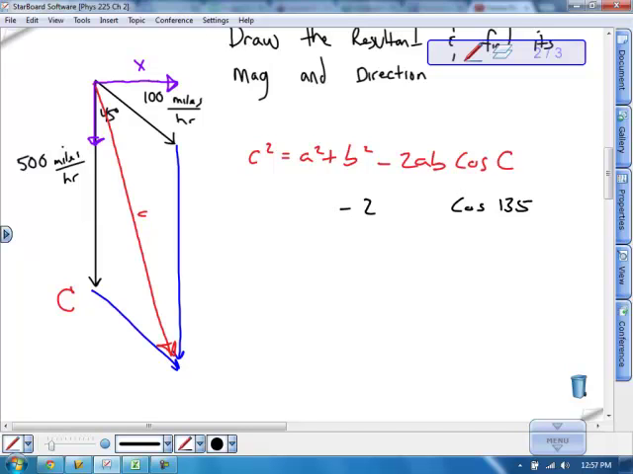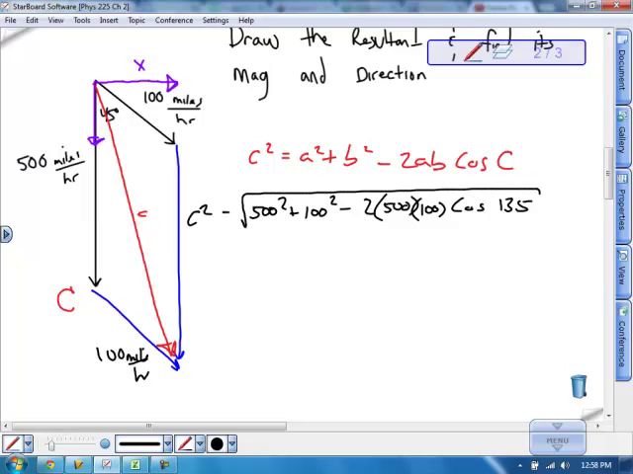We have minus 2AB. Now A is this side, and B is this side. We know this is 100 miles per hour right here, because it's the same vector from up here. So we have 500 and 100 for A and B. And that's the same here, 500 squared plus 100 squared. And that's going to be equal to our magnitude over here, c squared. Now I'm going to have to square root all of this. So you have c squared, c equals this. Here's my new magnitude. Seems complicated.